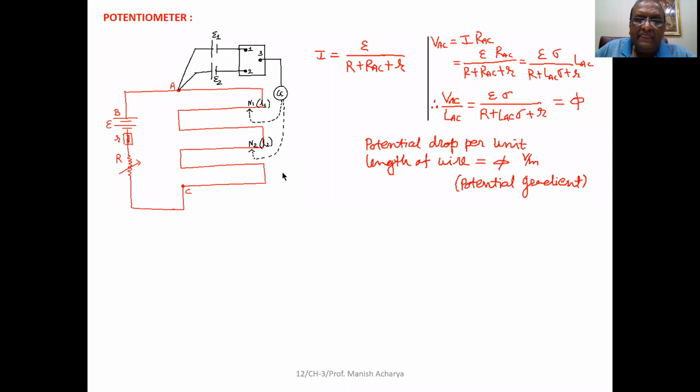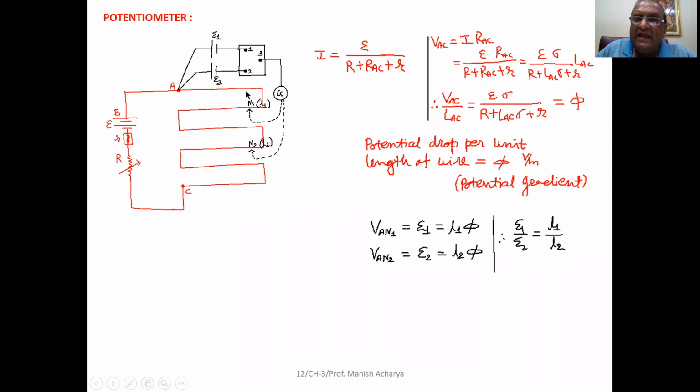Now we already discussed the potential gradient. Potential gradient is the potential difference per unit length of the wire. So here the L1 length of the potentiometer wire gives you the null point. It implies that between these two terminals A and N1, the potential difference is L1 into phi, and this L1 into phi potential difference is exactly equal to the potential difference between the two terminals of the cell.